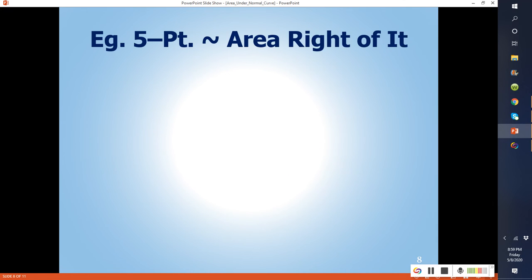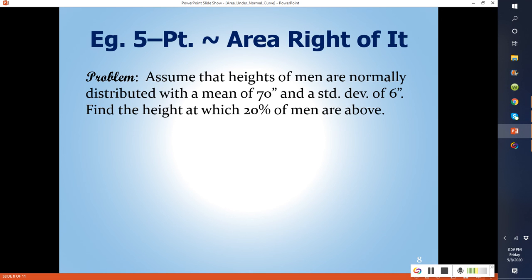Now let's go into the next example, example number 5. Here we're trying to find a point that corresponds to an area right of it. So here we go. The problem would be stated something like this. Assume that heights of men are normally distributed with a mean of 70 inches and a standard deviation of 6 inches. Find a height at which 20% of men are above. In other words, you have a point on the x-axis, and to the right of that, 20% of all the data lies. So using the normal model, the area to the right would be 0.2.